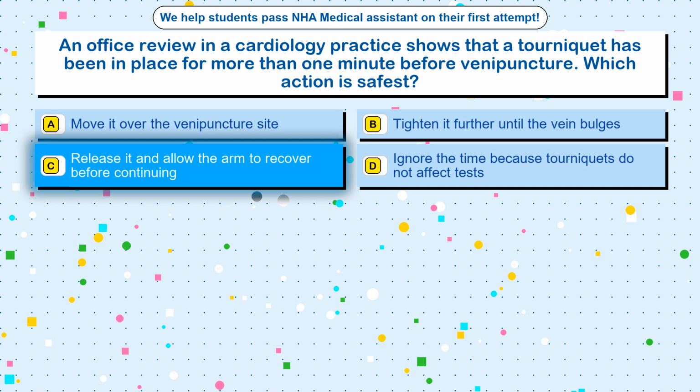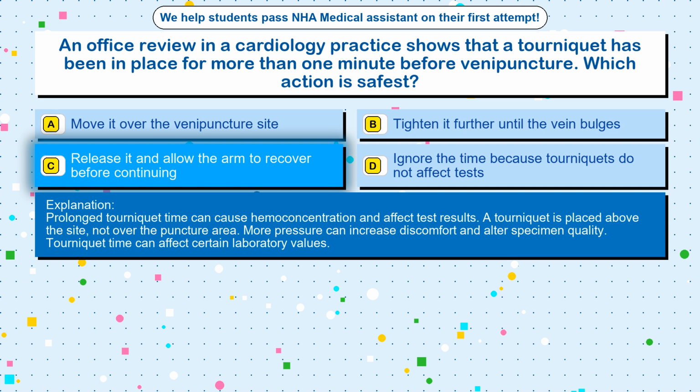The correct answer is option C. Release it and allow the arm to recover before continuing. Prolonged tourniquet time can cause hemoconcentration and affect test results. A tourniquet is placed above the site, not over the puncture area. More pressure can increase discomfort and alter specimen quality. Tourniquet time can affect certain laboratory values.